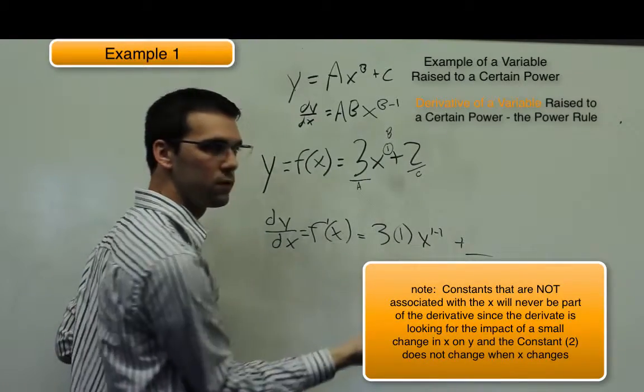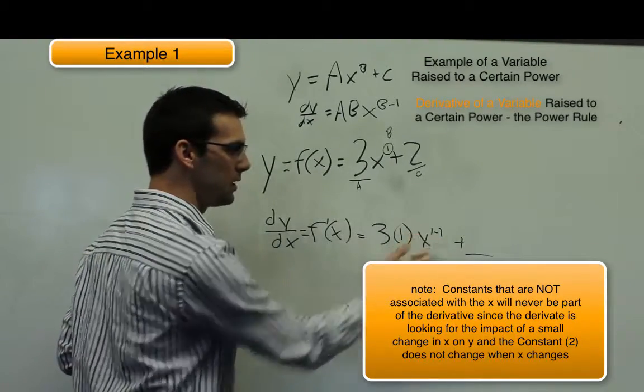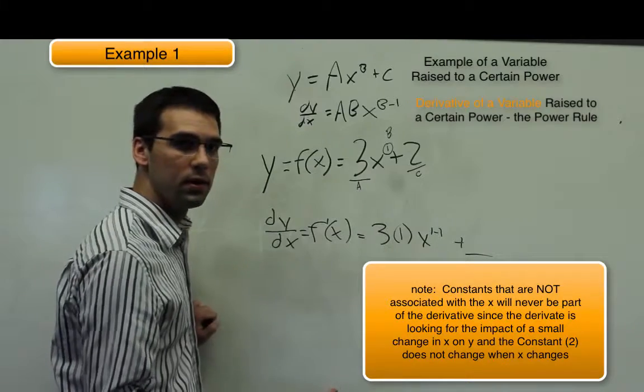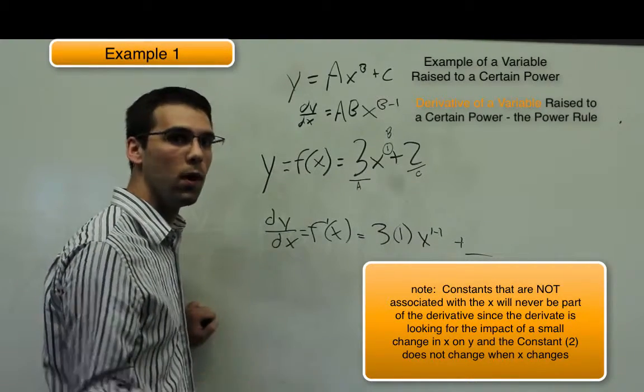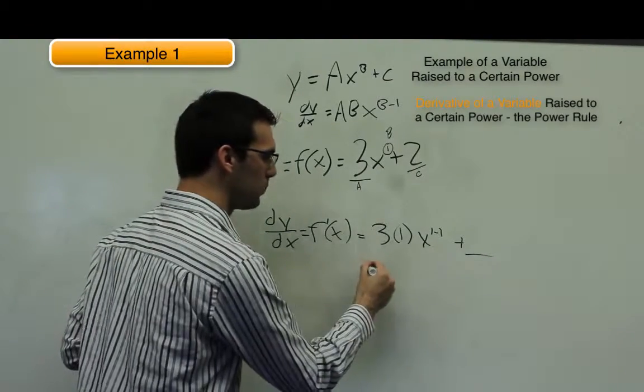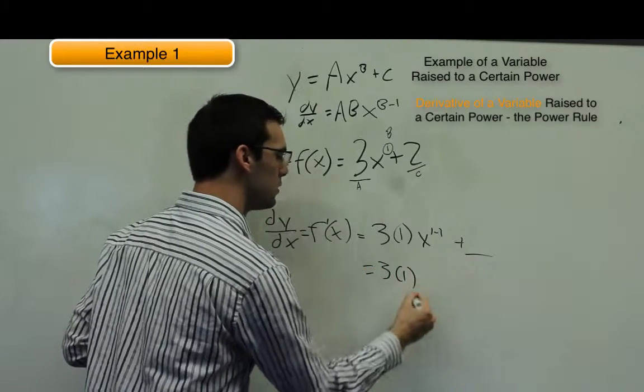Okay, so 3 times 1, of course, is 3. x to the 1 minus 1 is x to the 0, which, of course, is also 1. So we end up with 3 times 1, which is 3.